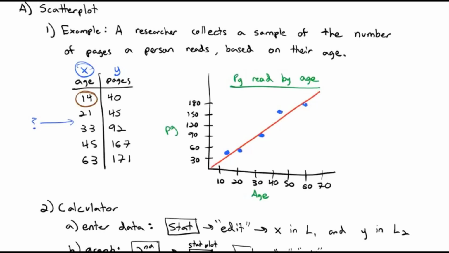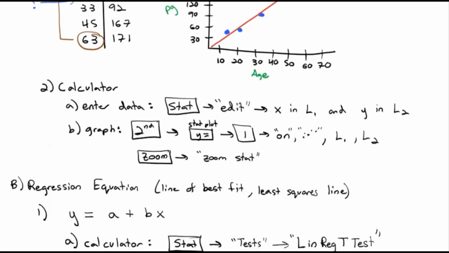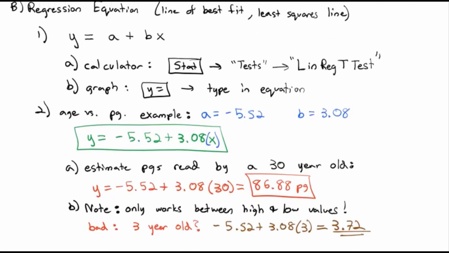Our data had a low of 14 and a high of 63. We're only going to estimate values between those numbers. If we go outside of the data, the model can very easily break down. And so we want to be careful not to take the model further than it's designed to go.